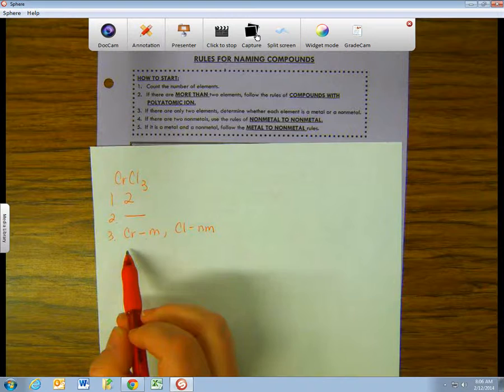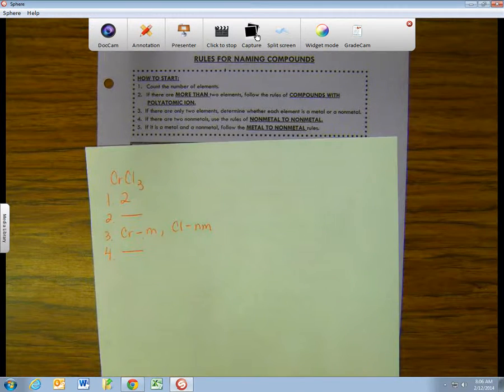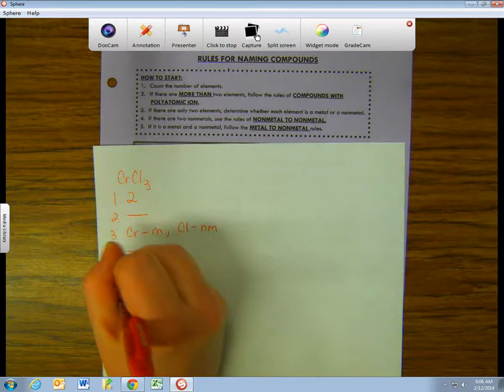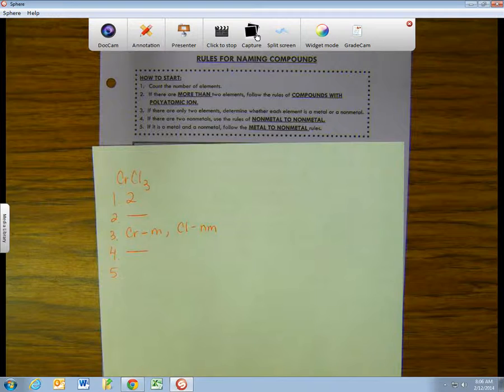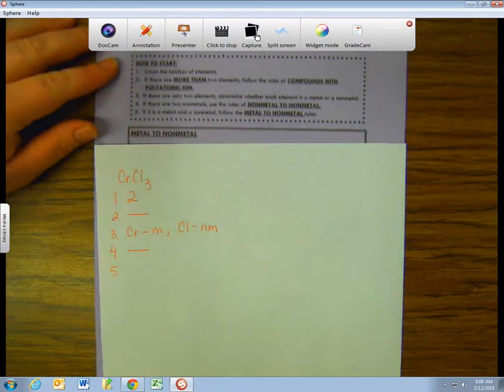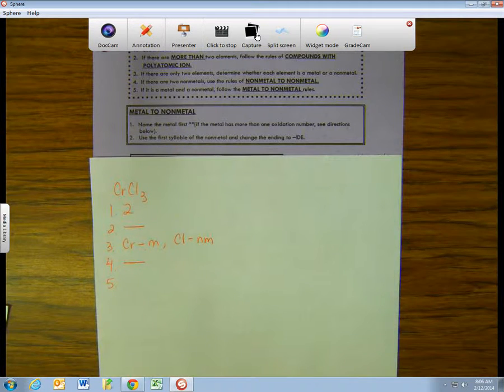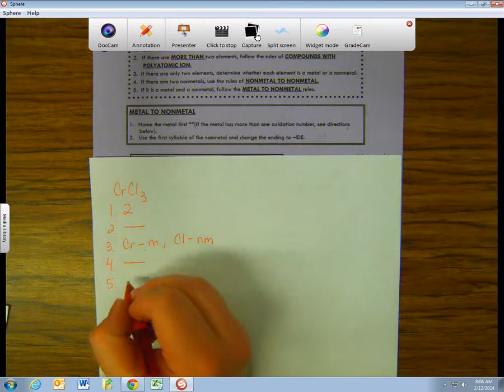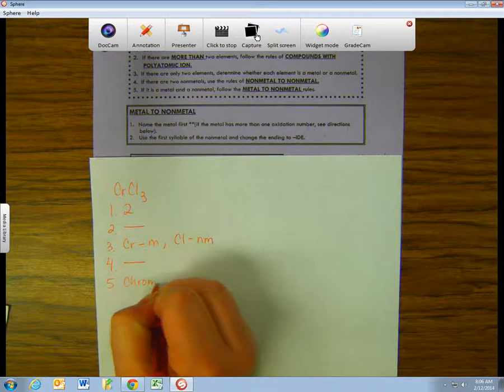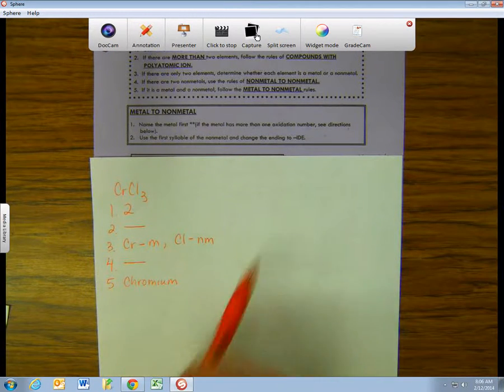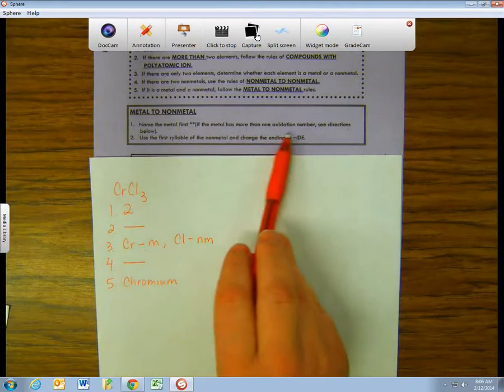Step 4 says if there are two nonmetals, use those rules. There are not two nonmetals, so we're going to skip that. And step 5 says if it is a metal and a nonmetal, follow metal to nonmetal rules. So we're going to go below and follow metal to nonmetal rules. So I'm going to name my metal first. That's chromium. And then in parentheses it says if the metal has more than one oxidation number, see directions below.